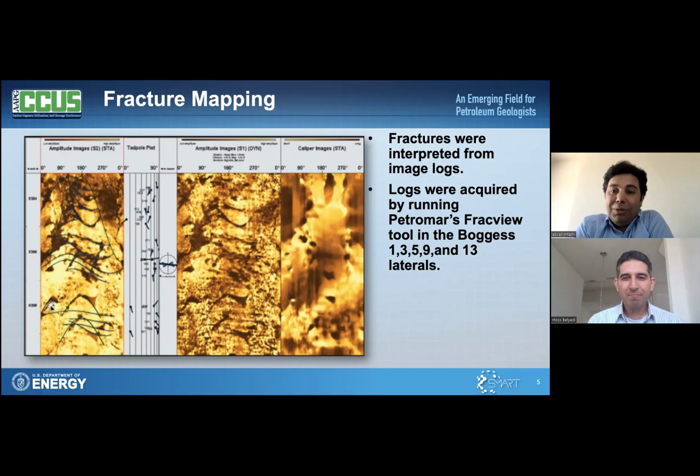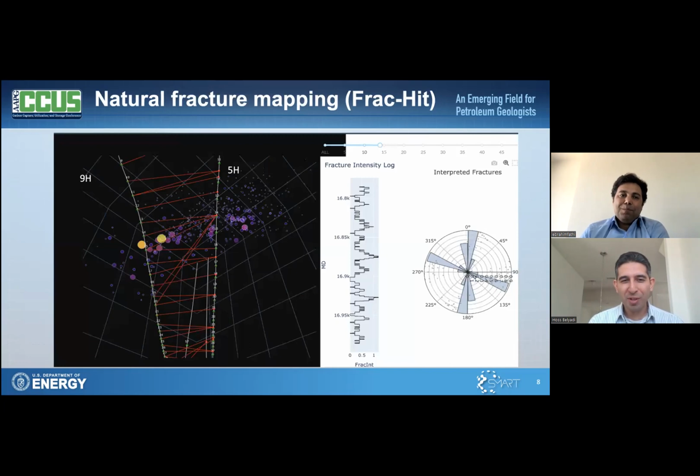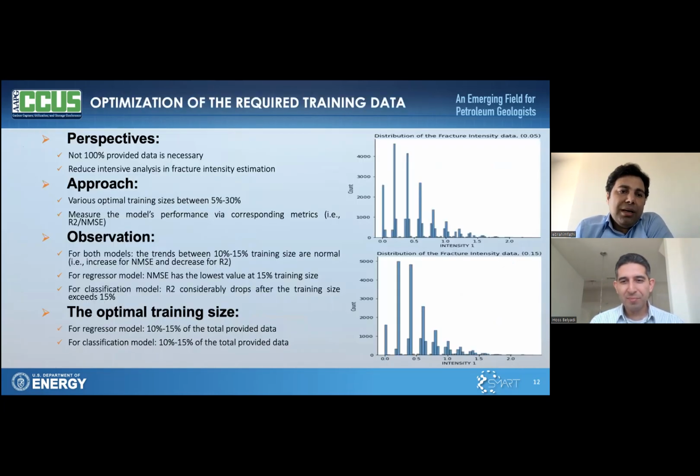Hopefully next time I'd like to bring you back on to talk about how you deploy deep learning and computer vision to get those FMI logs interpreted. That's pretty awesome. As I said, this work is again supported by the DOE, and this paper was presented at the Carbon Capture, Utilization, and Storage conference last month in March in Houston. Perfect. Yeah, no, great stuff.